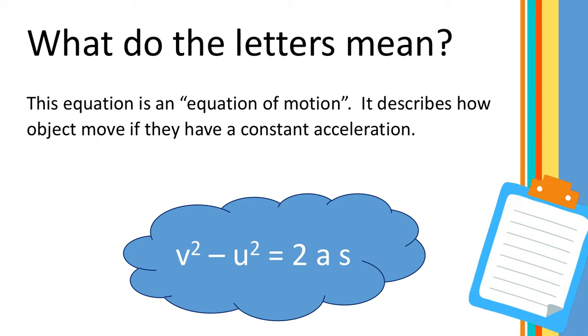This equation is known as one of the equations of motion of physics, and it describes how an object moves with a constant acceleration. So if an object is falling down to Earth, if it's nearby, then the constant acceleration that we say is 9.8 meters per second squared of free fall.